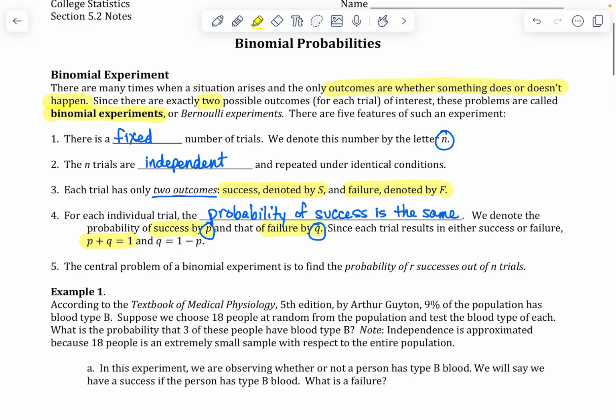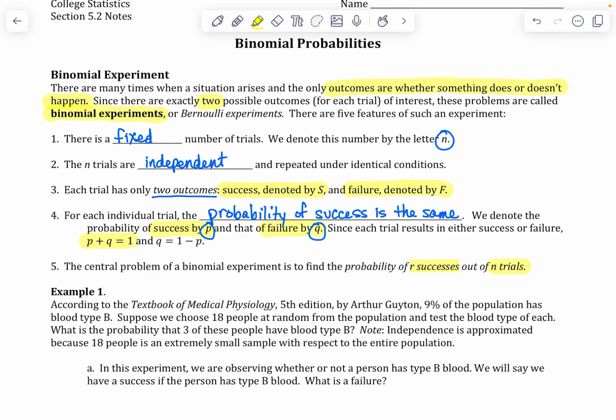And so what we want to figure out is how many successes occur out of a fixed number of trials, all right? So that's what the goal is. And the examples in this section are pretty much just rinse and repeat of that scenario, okay?